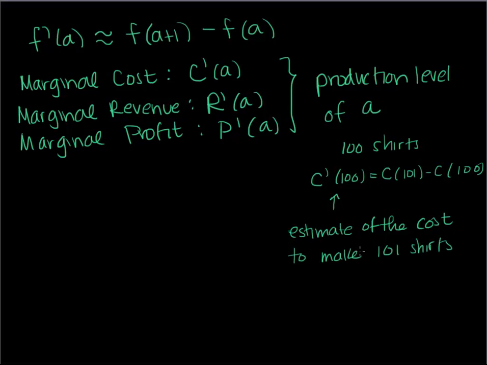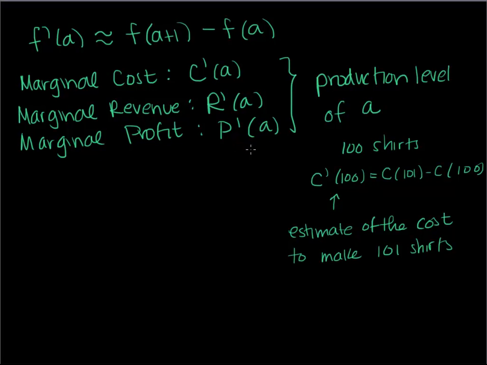Okay, that is the idea of marginal cost, marginal revenue, marginal profit. The derivative gives us a nice way to just estimate this change. If I want to increase production by 1 unit, what does that do to my cost? What does that do to my revenue and what does that do to my profit? And the derivative is a way that lets us estimate what that would do for each of those. I hope that kind of makes sense.